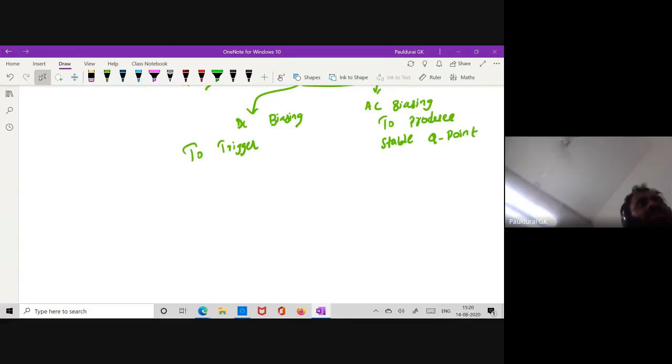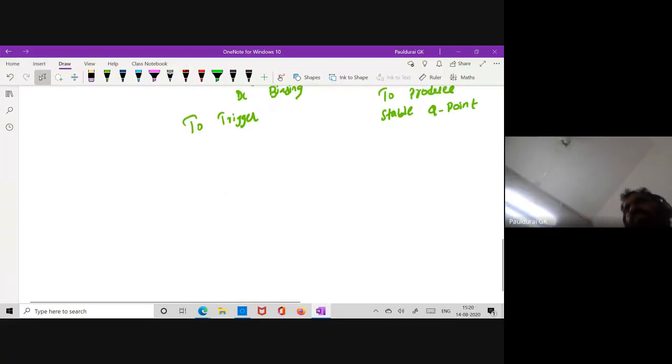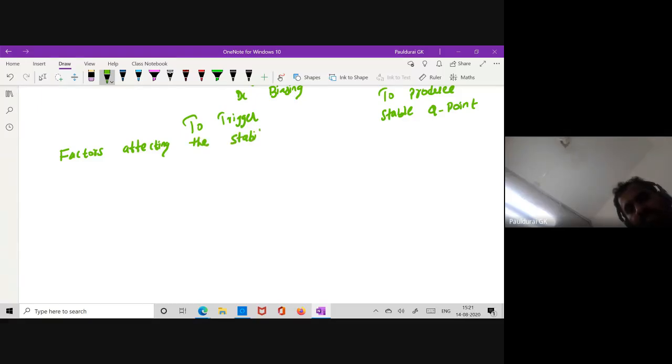In order to work the transistor as an amplifier, it must be biased in the active region, right? So how will you bias the transistor? Input junction forward biased, output junction reverse biased. That story you know. After that, we started with the factors affecting the stability of Q point, right? So put the heading: factors affecting stability of Q point.